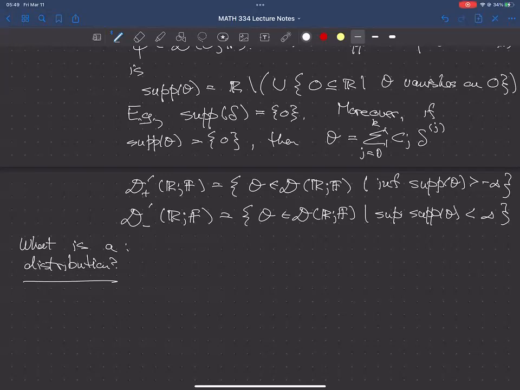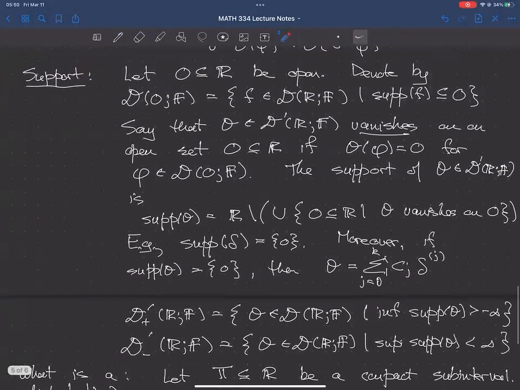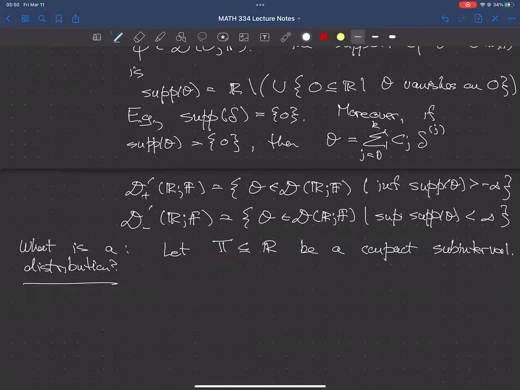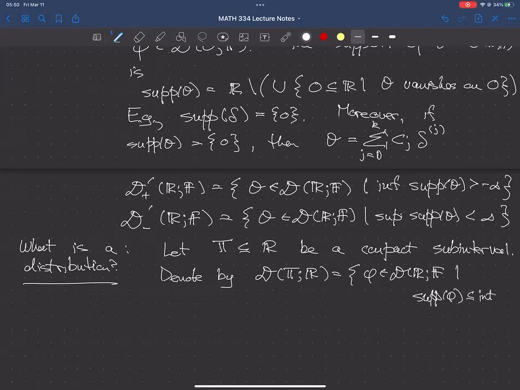And so here's how this is going to work. Let T in R be a compact subinterval. Now I defined up here D of O, where O is open. Now I'm going to define D of T, where T is compact. So denote by D_T of R the test signals satisfying that the support of phi is contained in the interior of T.